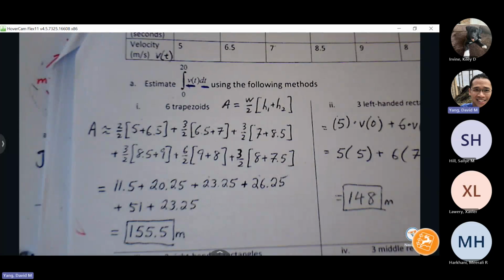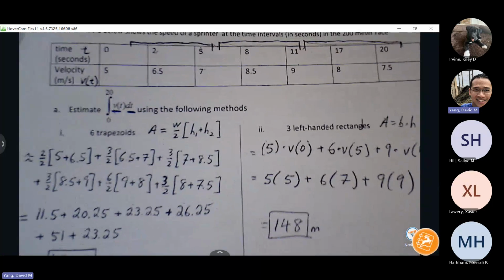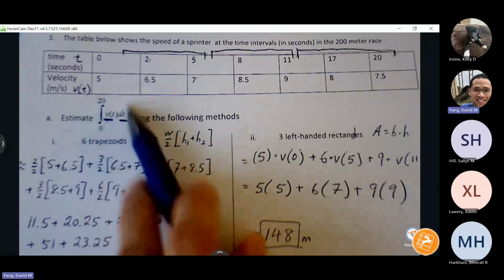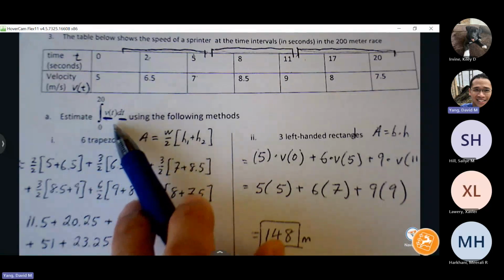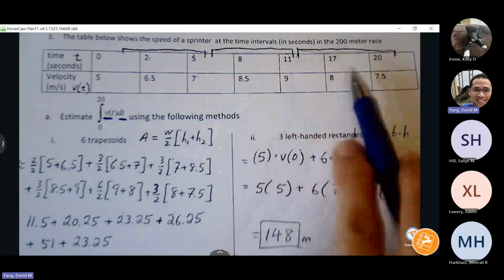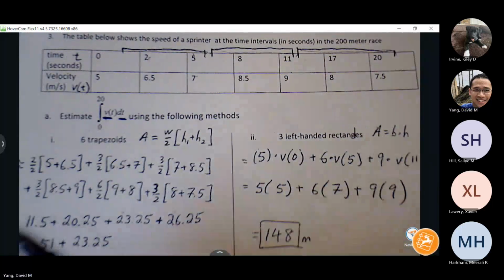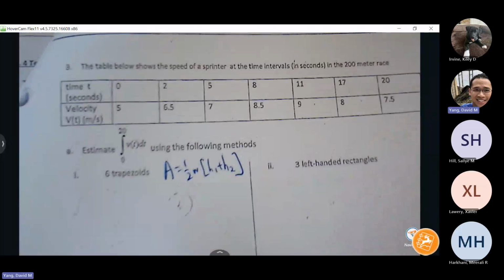Okay, number two here, three left-handed rectangles from 0 to 20. Now, we're not able to do a calculus operation here because all we have is a table of values, so we just have to rely on geometric shapes. Okay, so we'll do that together here. Three left-handed rectangles from 0 to 20.